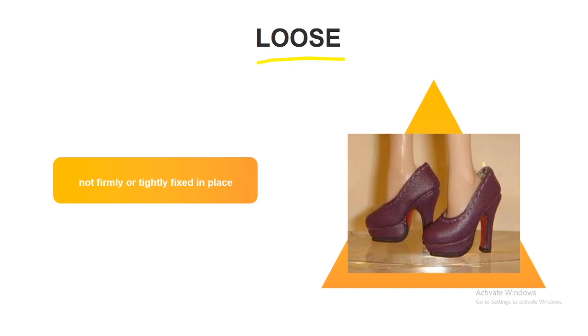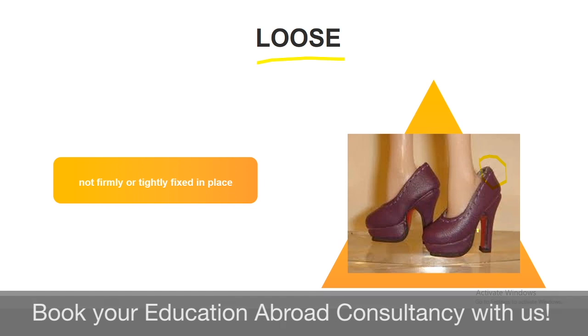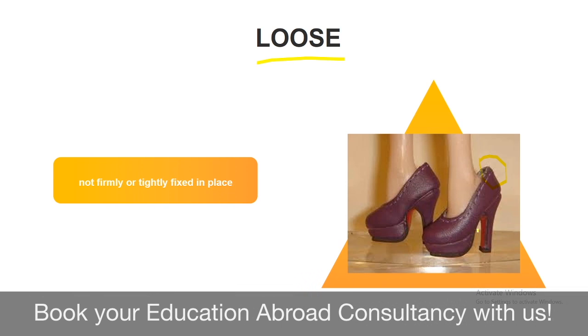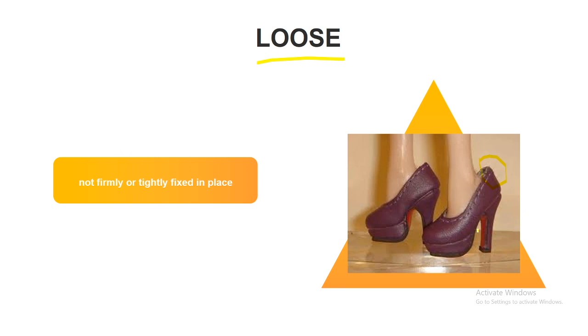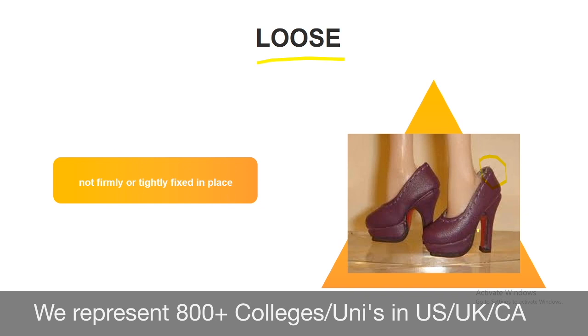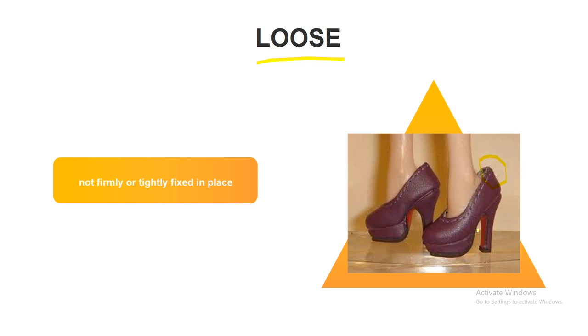So for this you can see this picture here. The shoes are loose for this particular person. You see the gap in the shoes, that means it's not firmly or tightly fixed in a place. Therefore you would say that the shoes are loose to me, or the jeans are loose, or the shirt I recently bought, or the gift that somebody gave me, is loose to me. It's not fitting me properly, so it's loose.